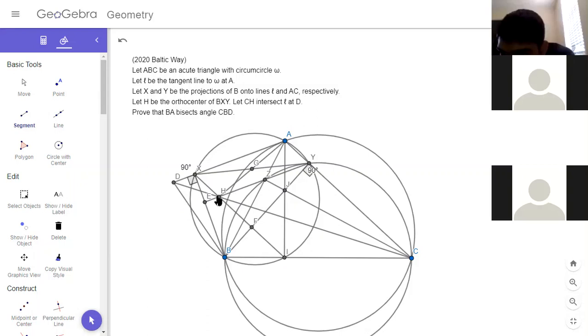So the reflection, so HF has to equal FI because the reflection of the orthocenter over a side lies on a circumcircle. So HF is equal to FI. Wonder if we can use that fact.